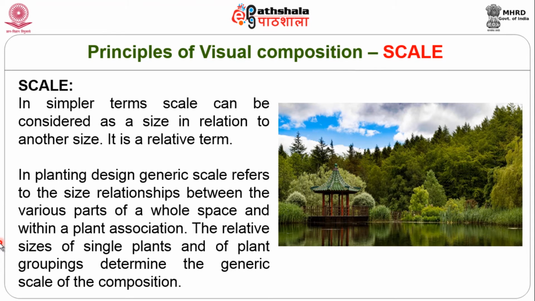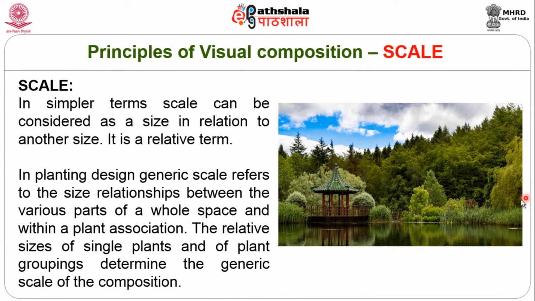In planting design, generic scale refers to the size relationship between the various parts of a whole space and within a planting composition. The relative sizes of single plants and of plant groupings determine the generic scale of the composition. So the individual plants are being brought out in multiple quantities together. They are formed as one group, and they are being brought together with another plant group which could completely be at a different scale, of a different height, and they could be brought together in one particular entity.